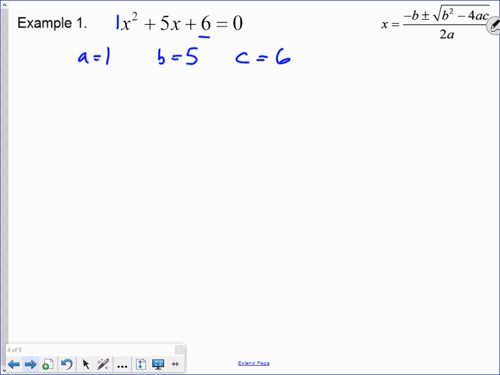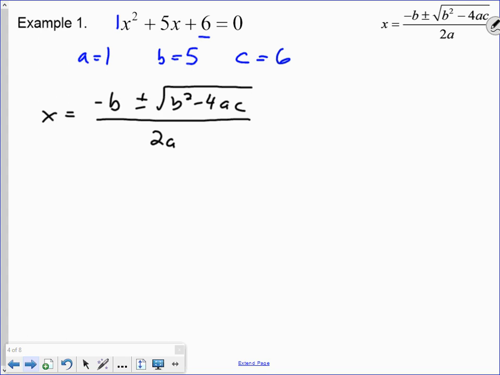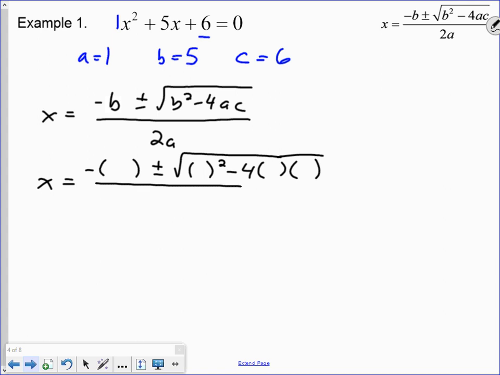So our quadratic formula, x equals -b plus or minus square root of b squared minus 4ac, all divided by 2a. We're just going to take those values of a, b, and c, and we're going to sub them in. So I'm going to start by just putting brackets everywhere we have either a, b, or c, as we normally do when we are doing substitution.